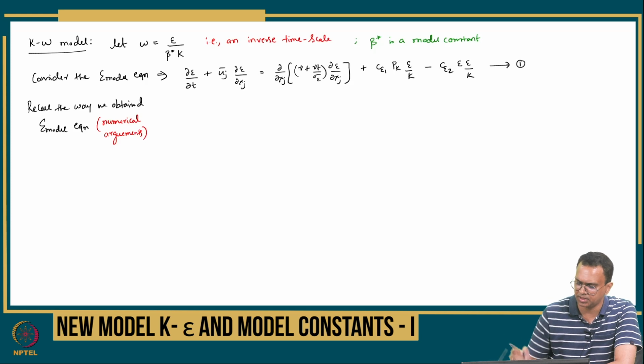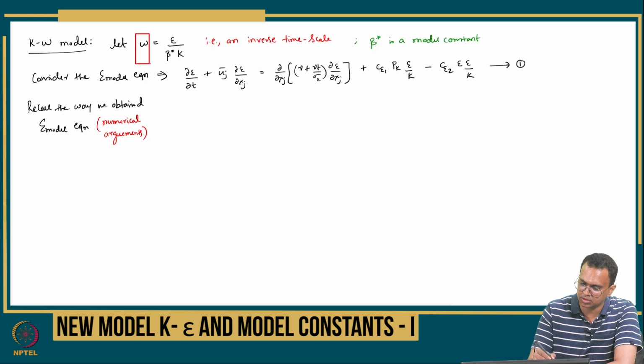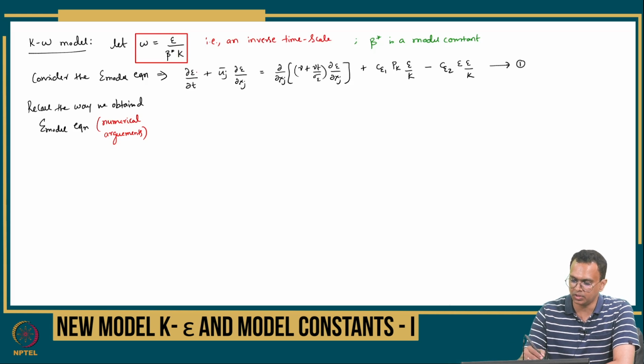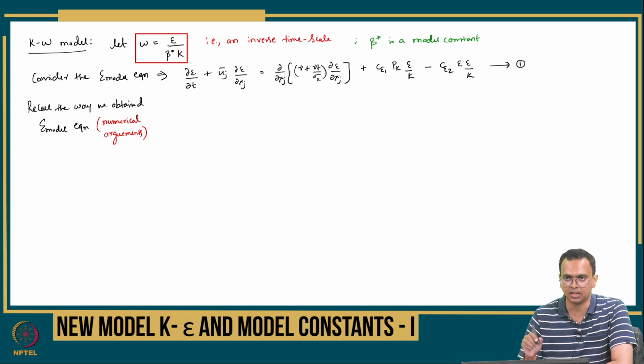I am going to do something similar here. We have already defined what omega is: epsilon by beta star k. So I am going to replace epsilon by beta star k. Mathematically this is incorrect because I cannot go ahead and divide epsilon by beta star k.